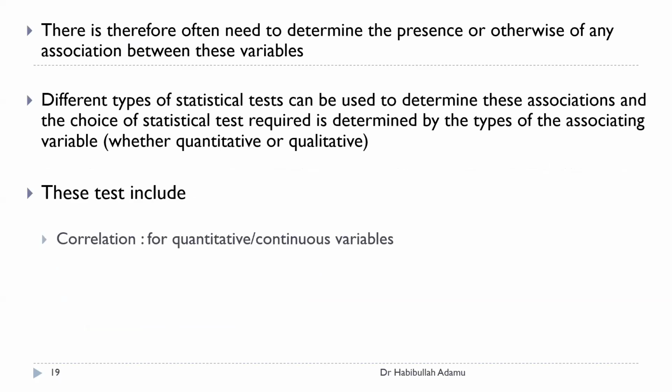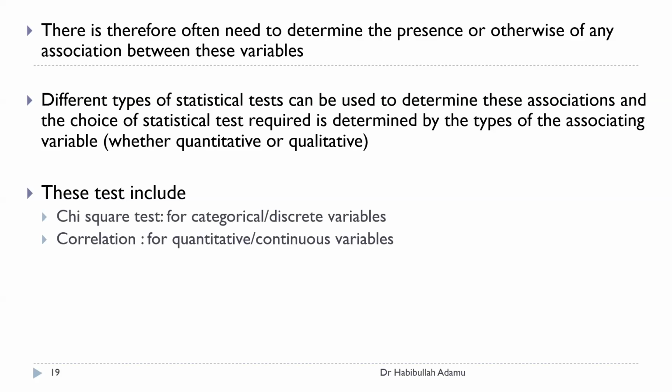We have correlation. Correlation is used if you are trying to test for association among variables that are quantitative in nature. So if you want to test, is there association? Yes, you can use correlation. For example, you want to test, is there association between body mass index and systolic blood pressure? BMI is quantitative, systolic blood pressure is quantitative. So you go ahead and use your what? Correlation.